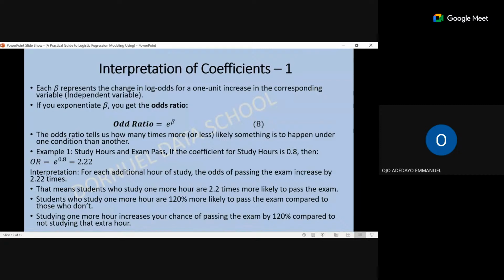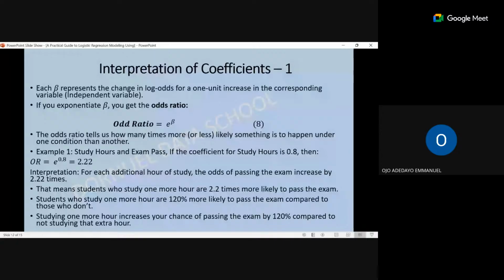So what will be the odds? What will be the odd ratio? Now, that means that students who study 1 more hour, let's say for instance the teacher comes to class and teaches them for 2 hours. But any student that tries to do an additional 1 more hour, that person has what? 2.2 times more likely to pass the exam compared to those people who don't even bother themselves to study more hours.